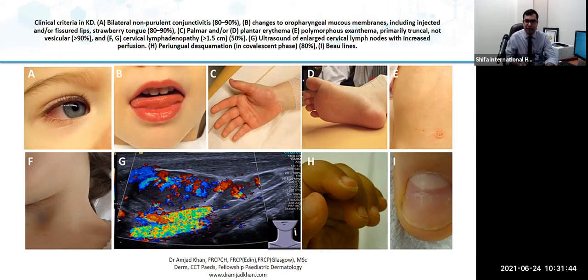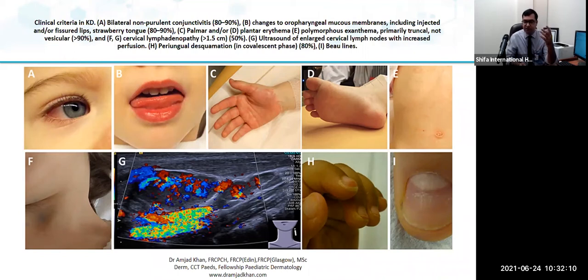So bilateral non-purulent conjunctivitis, you can see mucosal involvement, palmar or plantar erythema. You can see strawberry tongue, obviously, which we talked about as well. But now if you come down to the trunk, which is E, you can see polymorphous exanthem, primarily truncal. It's not vesicular. So just consider if it's vesicles, do think outside the box.